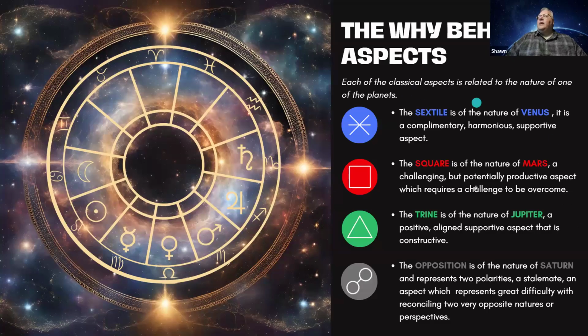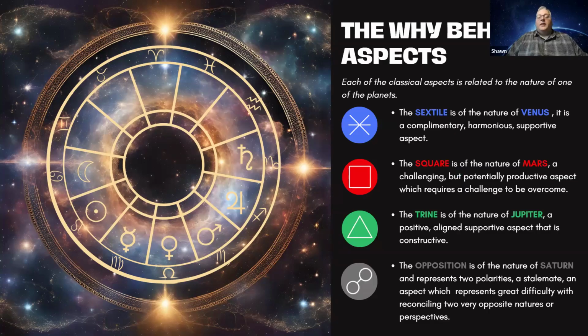So each of the classical aspects, like I mentioned, is related to one of the planets. The sextile is of the nature of Venus. It's a complementary, harmonious, supportive aspect. The square was of the nature of Mars. It was considered challenging, difficult to overcome, but potentially productive.